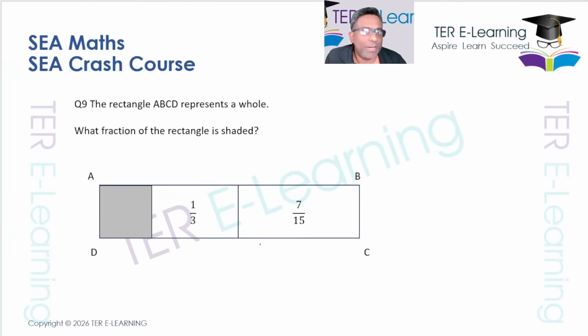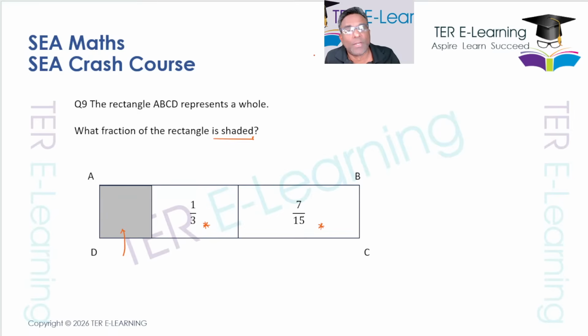Okay, so we have a rectangle here, and we want to know what fraction of the rectangle is shaded. So basically, we need to figure out what this fraction is. Now, to do that, you have to remember that when we consider a whole, 1 is what we use to represent a whole. So let's logically understand what needs to happen here. The first thing we need to do is add up 1/3 plus 7 over 15. So we're going to add those two fractions, and then we're going to subtract that from 1 in order to figure out the shaded region.